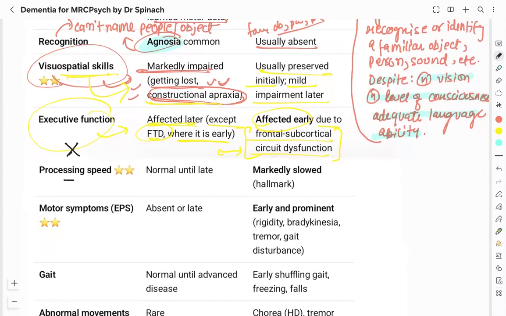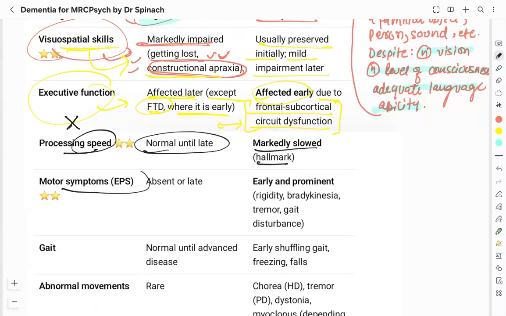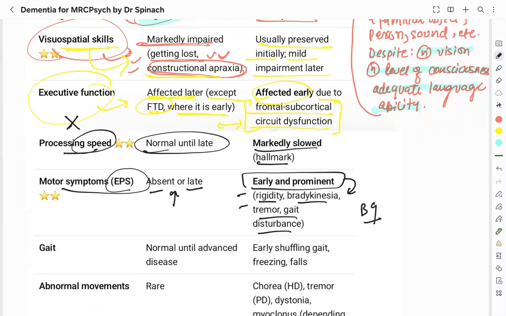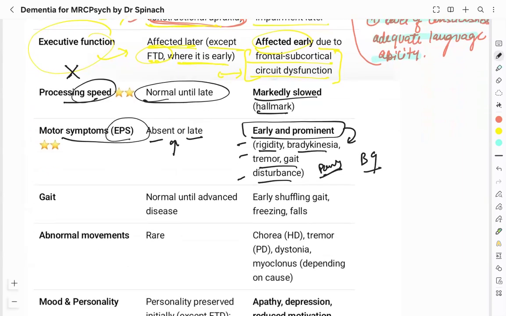And then processing speed, markedly slowed because of frontocortical disconnection, and normal until late. Motor symptoms, EPS, absent or would come later. Early and prominent because of involvement of the basal ganglia structures. So all of these symptoms of Parkinsonism would be present here. And then we have gait, normal until advanced disease. There's early shuffling gait, freezing and falls because everything is controlled by subcortical structures here.